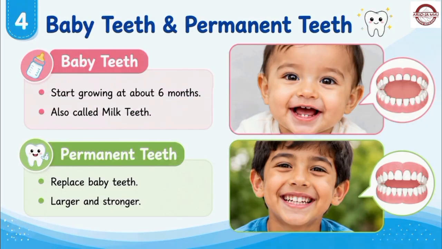Now we will see the comparison between milk teeth and permanent teeth. A baby begins to cut its first set of teeth at the age of 6 months. These teeth are called baby teeth or milk teeth. Children lose their first teeth and grow another larger set. These teeth are called permanent teeth.